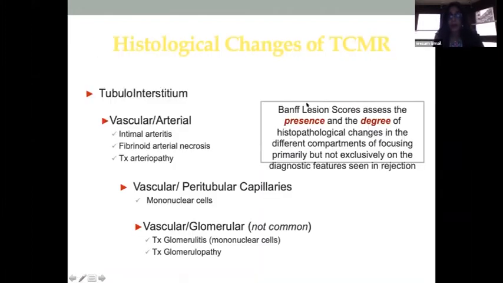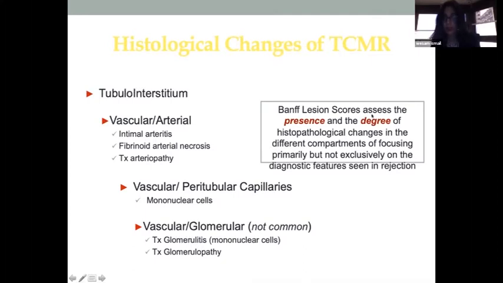Okay, now I want you just to remember that the histological changes of T-cell mediated rejection can affect the tubulointerstitium, the arteries, the peritubular capillaries, as well as the glomeruli. The commonest would be the affection of the tubulointerstitium, and glomerular affection will not be as common. However, tubulointerstitium and arteries are the commonly affected by T-cell mediated rejection.